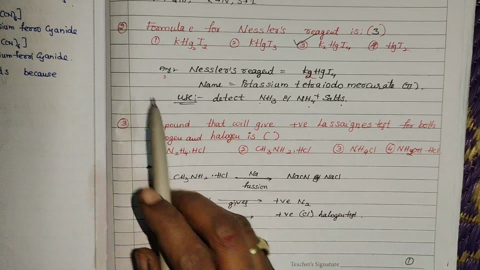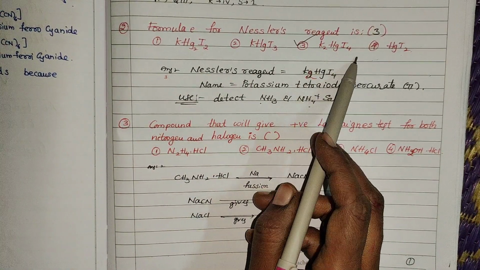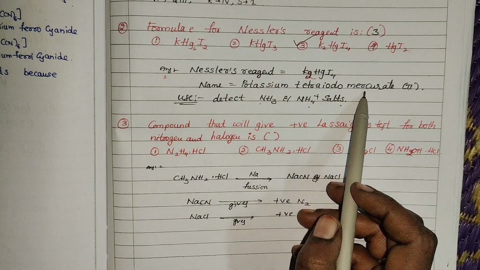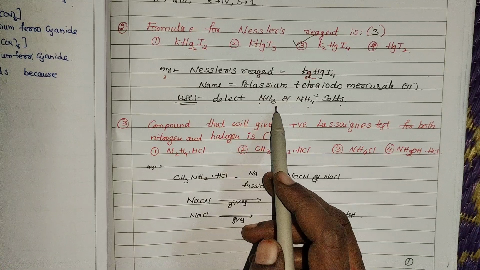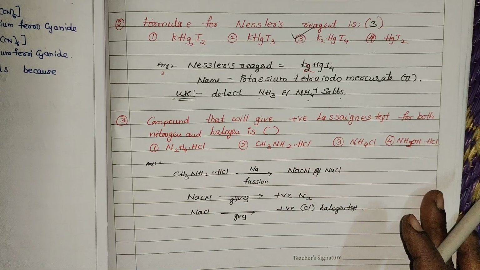Next important question, beta. The formula of Nessler's reagent is, what is that? K2HgI4. Nessler's reagent's name is potassium tetraiodomercurate(II). Why are we using this Nessler's reagent? For ammonia and ammonium salts. Already in previous years this was also given.